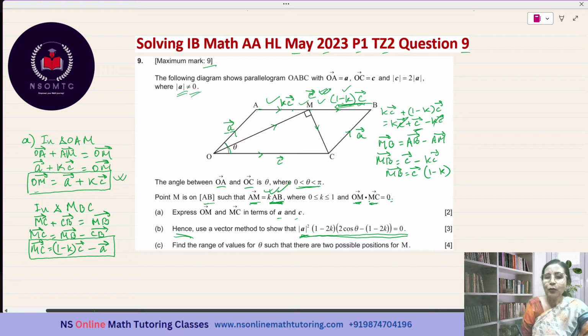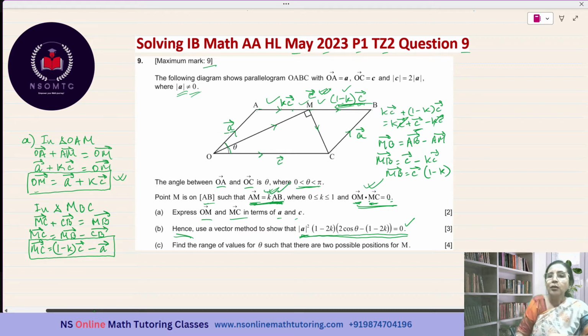Since this is an equation, we have to start with an equation. And we are having only two equations given. One is this one and the other one is this one. And we have already used this portion, AM equal to k times AB, in order to find the OM vector and the MC vector. So let us now use this one. OM dot MC equal to 0. The dot product or the scalar product of the OM vector and the MC vector is equal to 0 because these two vectors are perpendicular to each other.